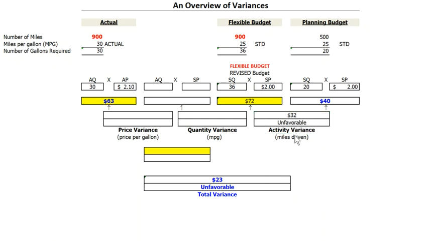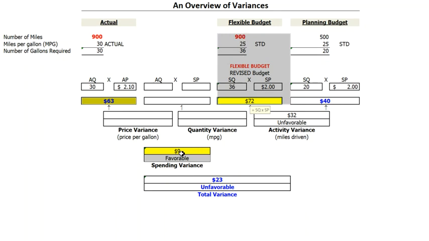So we've isolated the first part of that $23 difference as related to a $32 unfavorable activity variance. Now let's consider the difference between our actual $63 expenditure and what we would have expected to spend had we known we were going to drive 900 miles. That difference is referred to as a spending variance, and we can easily calculate it and see that it was $9. And we would say it's a favorable variance because we ended up spending $63, which is $9 less than we would have expected to spend had we known we were going to drive 900 miles.